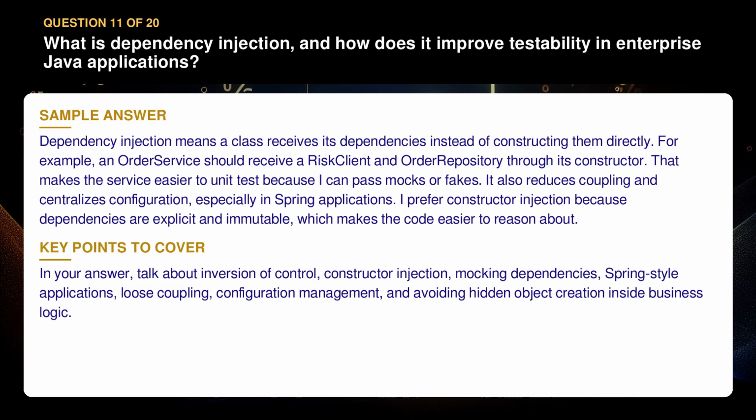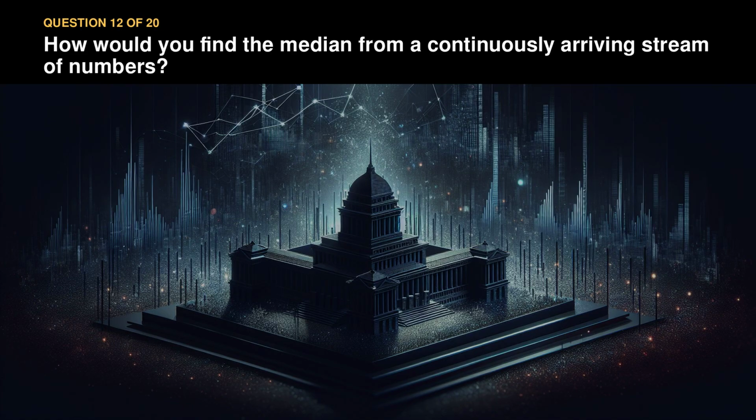In your answer, talk about inversion of control, constructor injection, mocking dependencies, Spring-style applications, loose coupling, configuration management, and avoiding hidden object creation inside business logic. Question 12. How would you find the median from a continuously arriving stream of numbers?